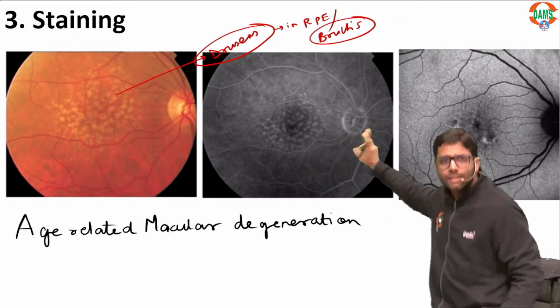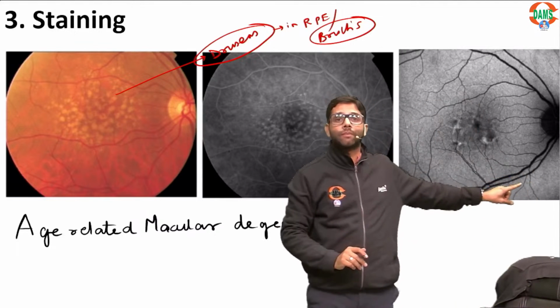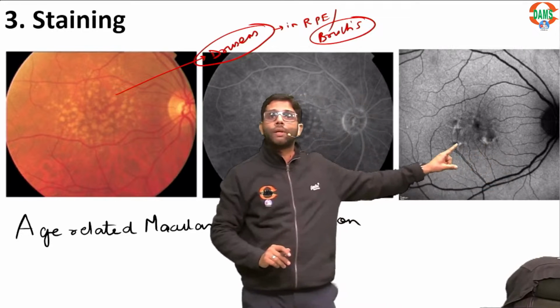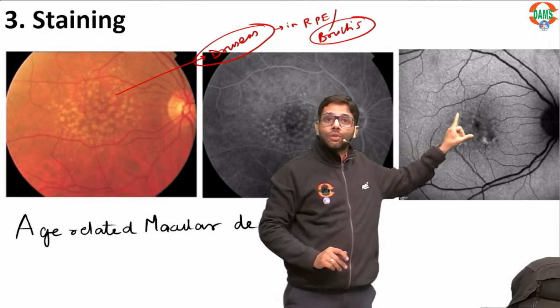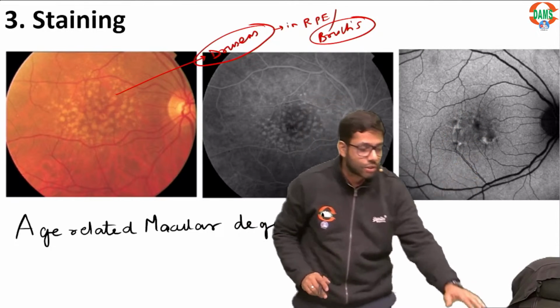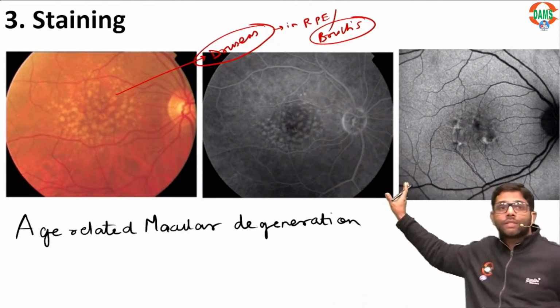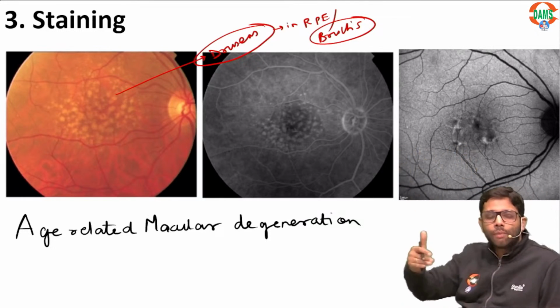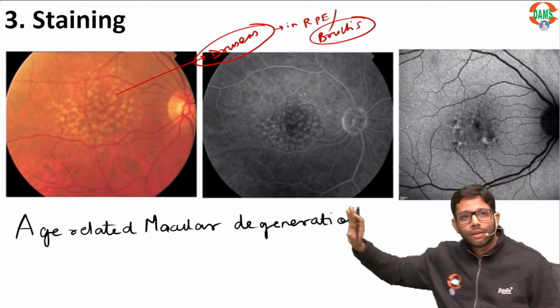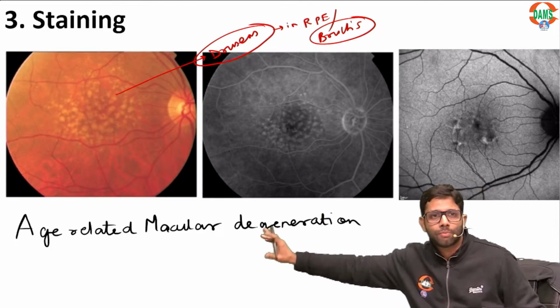This is angiography, yes. This is autofluorescence. Drusen have a property of autofluorescence. If you throw any light, they will emit the higher wavelengths. So this is autofluorescence. In drusen also, autofluorescence is valid. You diagnose age-related macular degeneration by the word drusen.